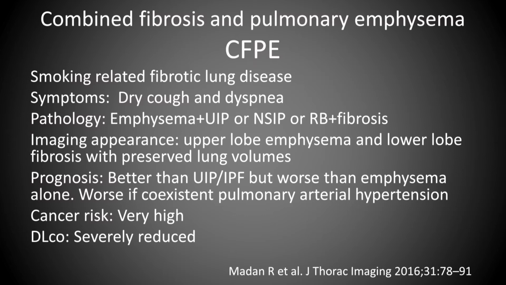The prognosis is better than the dismal prognosis of UIP, but it's worse than if they just had emphysema. And it's worse if they also have pulmonary arterial hypertension. The risk of lung cancer is very high, and as with some of these other diseases, the diffusion capacity is severely reduced. So this is confusing on the basis of PFTs alone, and the CT is pretty straightforward. You're like, what's your problem? This is sort of obvious.